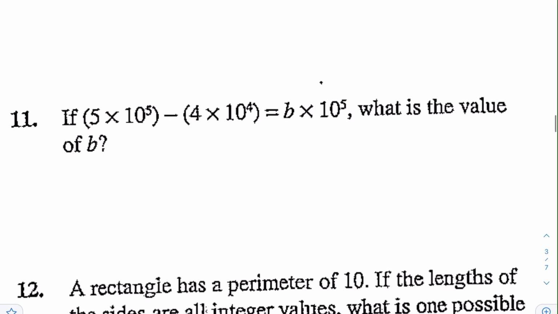All right, next for number 11. So this is the start of the fill-in section, or open-ended, I should say, where you have to just bubble in the numbers. So if 5 times 10 to the 5th power minus parentheses 4 times 10 to the 4th power is equal to b times 10 to the 5th power, then what is the value of b?